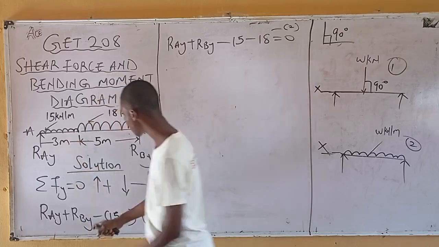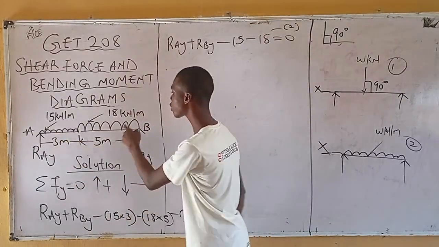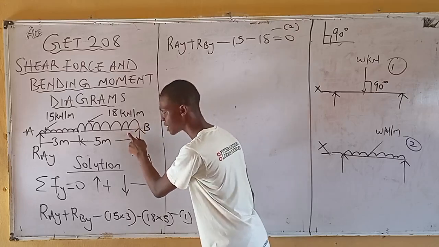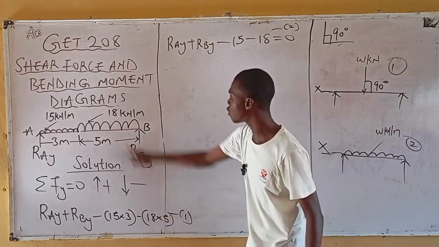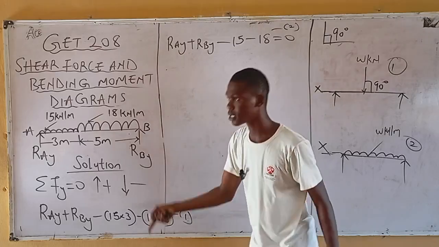3 meters. That's why you are multiplying it together, 15 times 3 for this first UDL. This second UDL, what's the intensity? 18 kilonewton per meter. What's the distance? 5 meter. That's why you are multiplying together. And by doing so, you've converted this 18 kilonewton per meter to kilonewton.